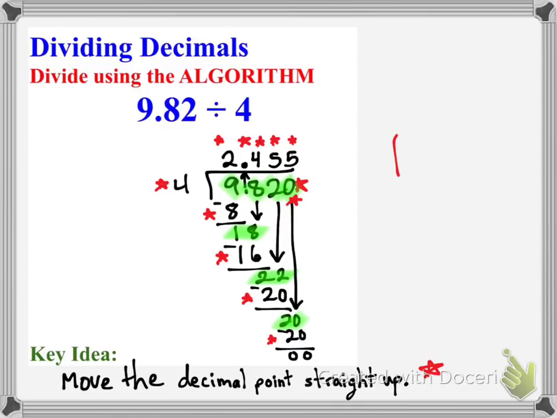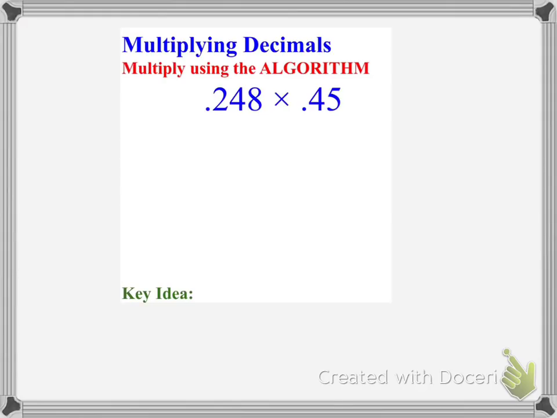So I'm going to erase that now, and I'm going to give you a total of 13 stars. That's how many stars you end up with this one. The next problem that we have, and the last problem, is multiplying decimals.